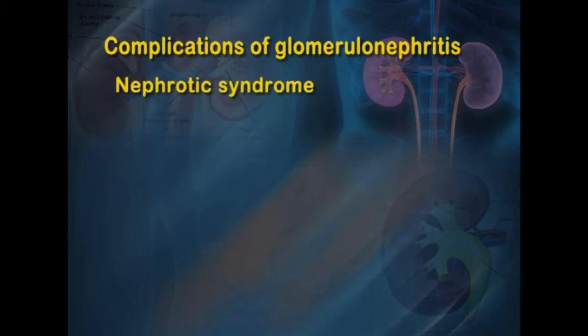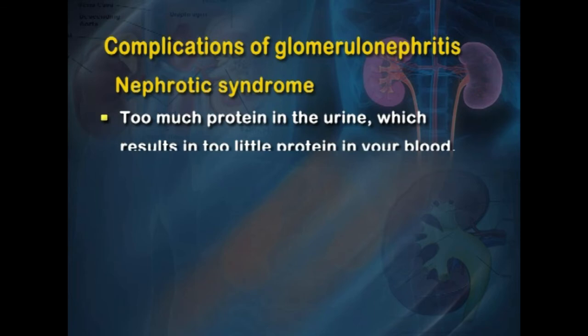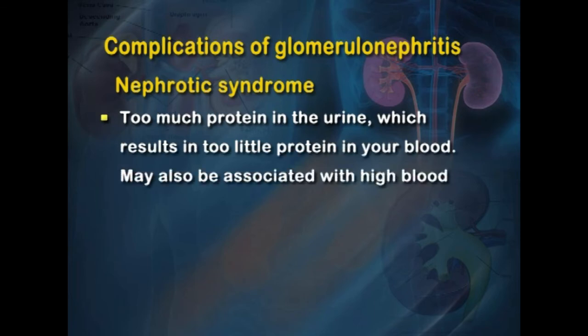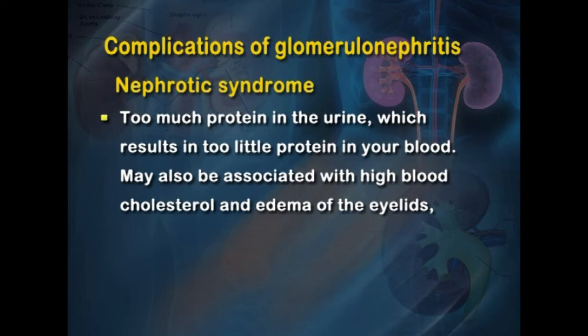Nephrotic syndrome: there is too much protein in the urine, and this can result in too little protein in the body, as can be seen by the serum albumin levels. It can also be associated with high blood cholesterol. There can be edema of the eyelids too, because too much water is getting retained in the body, along with edema of the feet and the abdomen.